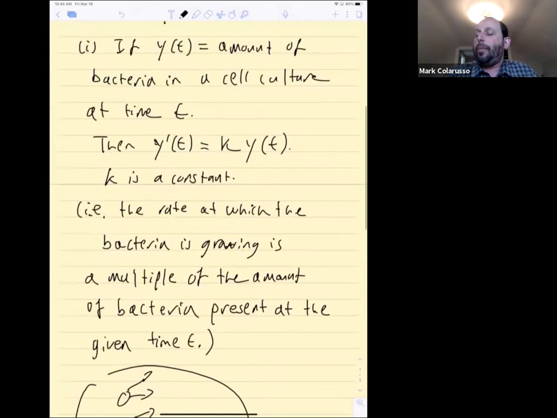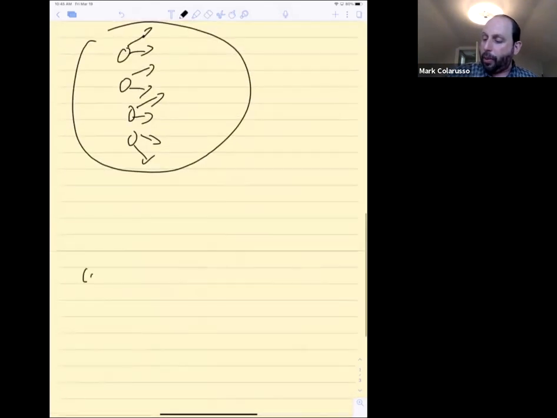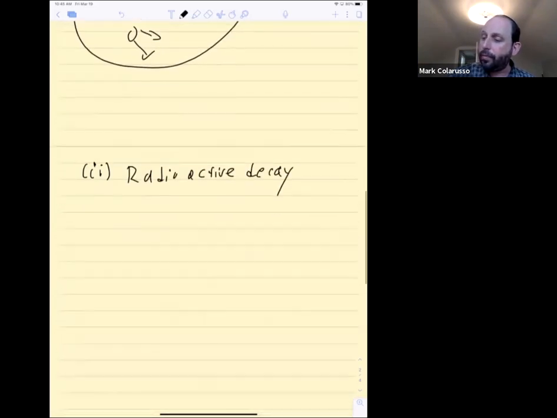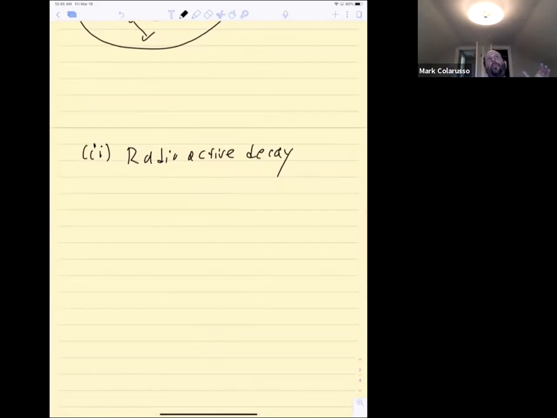But there are also other examples, and the other classical example is not about growth, but about decay. So radioactive decay is another one of these situations. This may be harder to visualize, but the rate at which a radioactive isotope decays is proportional to the amount of isotope at a given time t.